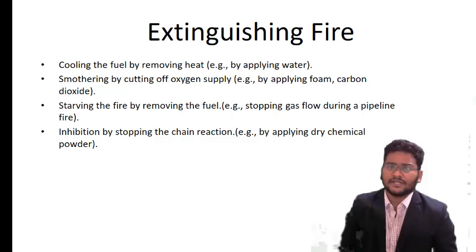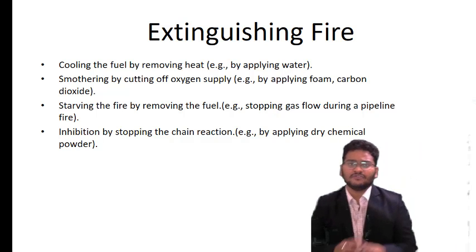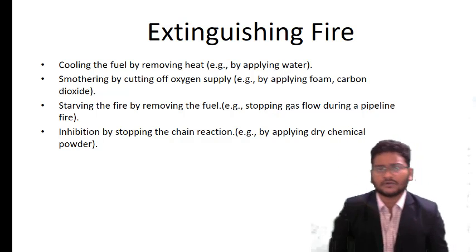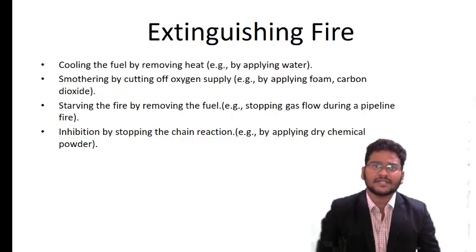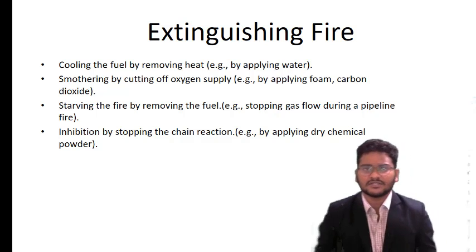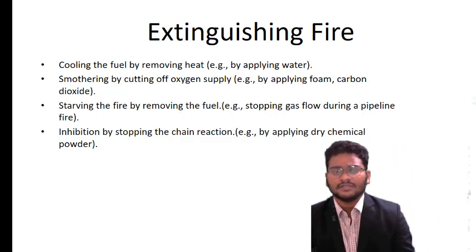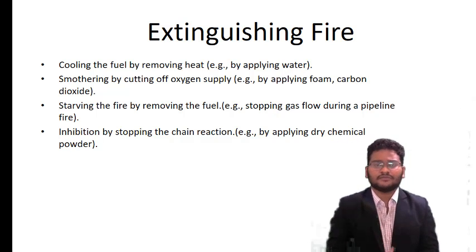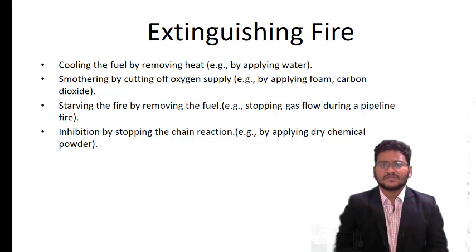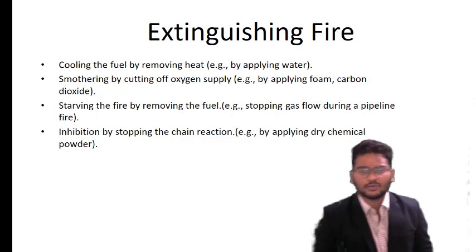Extinguishing the fire. Whenever a fire happens, we have to control it. How will we control that fire? We will have to use different techniques. First of all, cooling techniques. We pour water on the substance so that the hot substance is automatically cooled and the fire is extinguished. Sometimes we use water. This is the cooling effect.